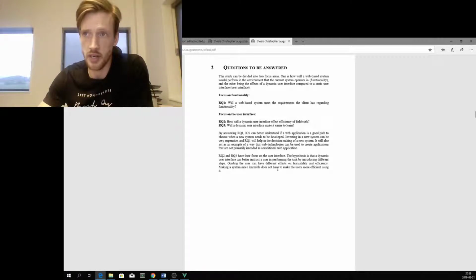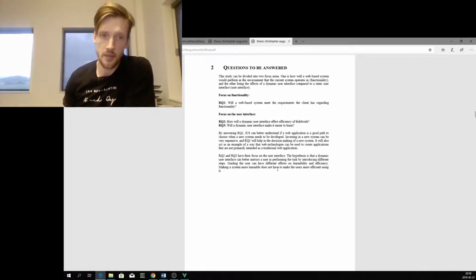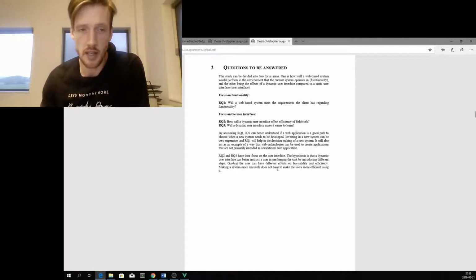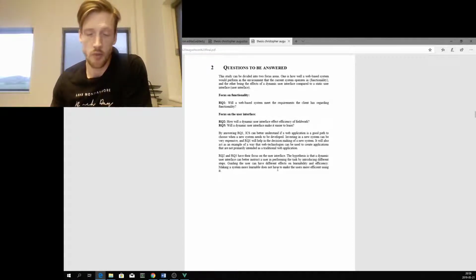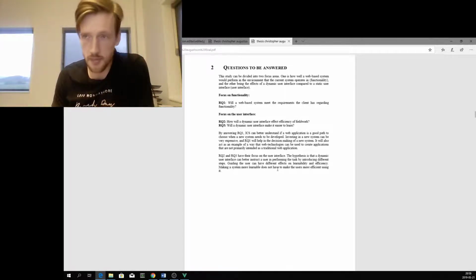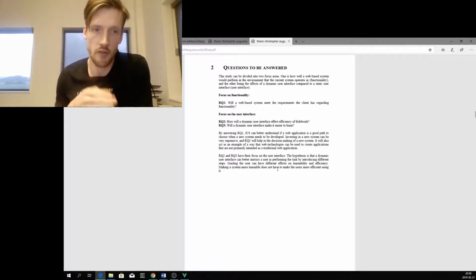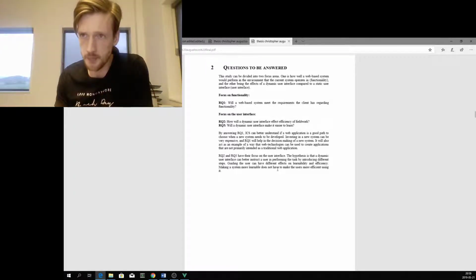So the hypothesis here is that the dynamics in a dynamic system could better instruct the user and guide them to different steps within a task, and in that way make it easier for the user to learn. Whereas a static user interface might be more efficient to use, since you don't have to go through all these different steps.